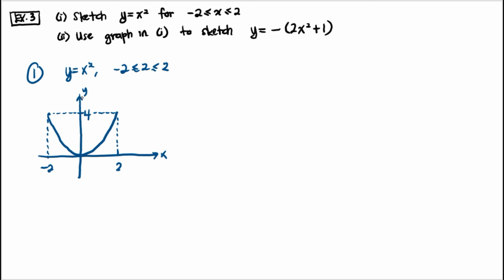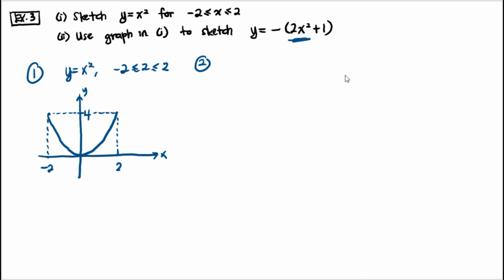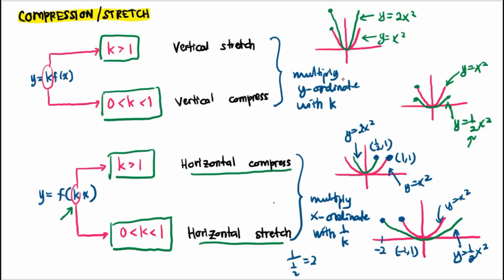In the second step, it asks us to sketch this graph. Suppose I start by, because I have 2x squared here, I'm going to use the compression or stretch. I want to draw 2x squared. Referring back to compression or stretch, now we are going to multiply by 2 in front here, 2 of x squared.